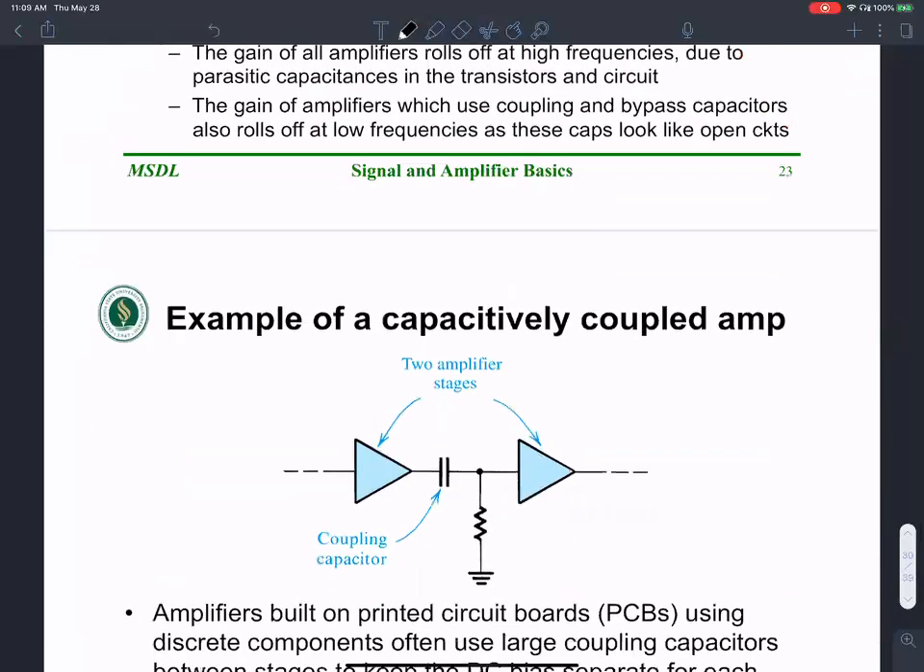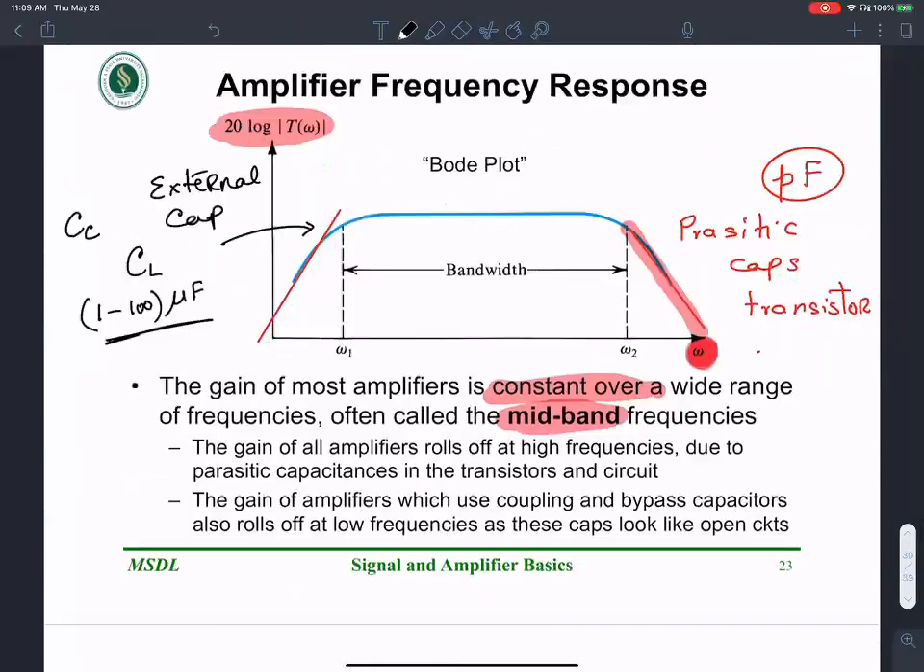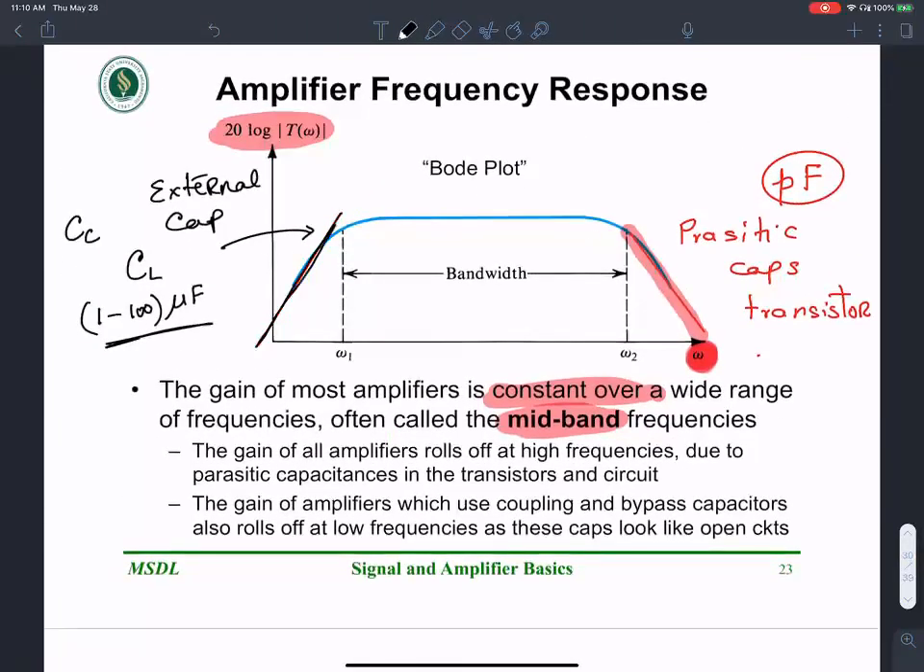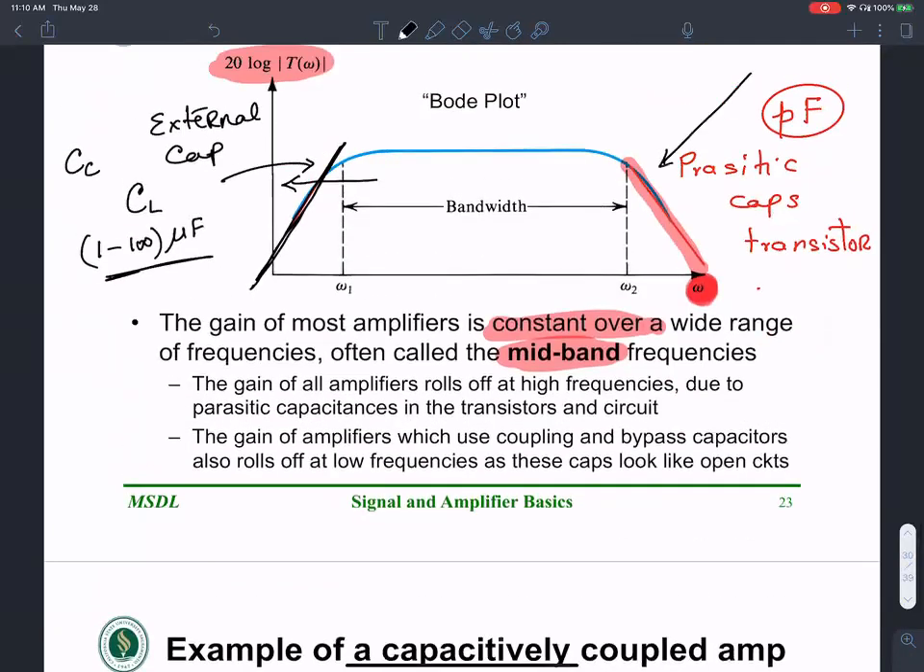If I scroll here, this capacitance, CC, the coupling capacitance, is used to DC couple, filtering out any DC between two different stages and only passing the AC signal to amplify. That contributes to the low frequency roll-off of the gain. As you approach low frequencies, the gain is going to roll off, contributed by the coupling capacitance here. The parasitic capacitances that are inherent to the transistors contribute to the high frequency roll-off.